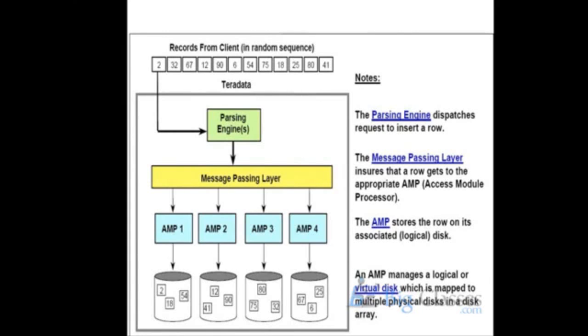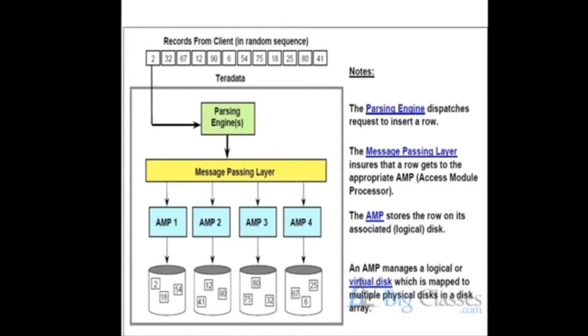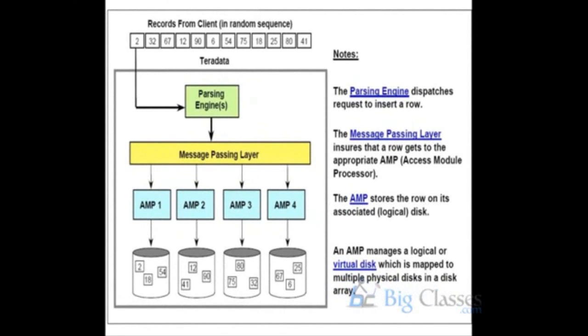Once each AMP finishes the task, the result set will be passed to the message passing layer. The message passing layer will club the results into one single set and send it to the parsing engine, and from the parsing engine to the client from where the request was received. So this way parallelism is possible in Teradata. We divide a single task into multiple tasks, and the multiple tasks perform in a parallel fashion across the AMPs.